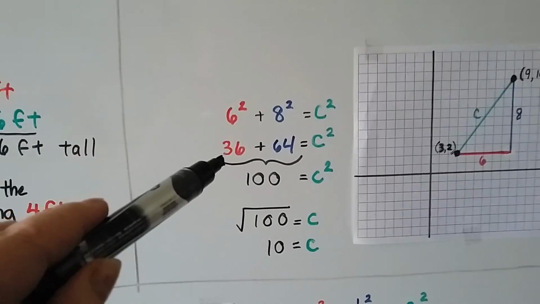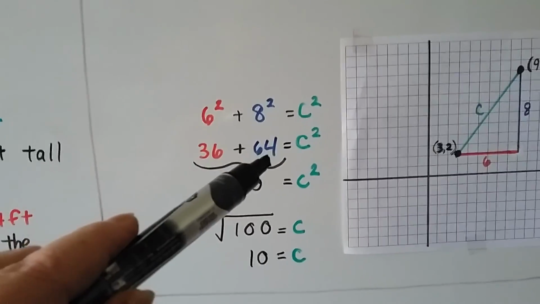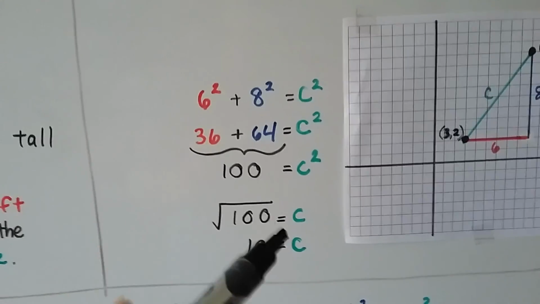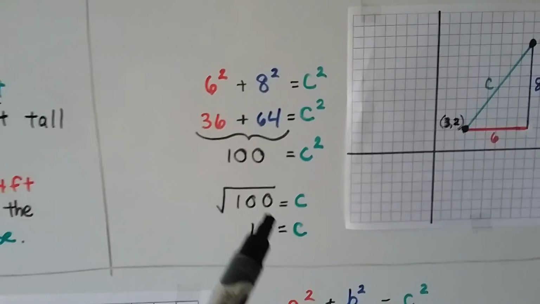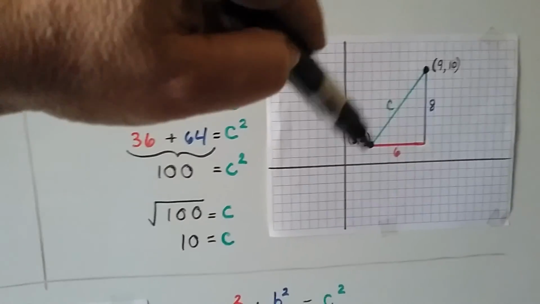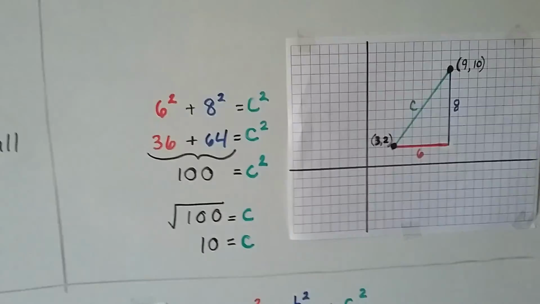We do 6 times 6 is 36. We do 8 times 8 is 64. We add them together and get 100. We remove this little 2 exponent by putting a radical sign around the 100 and finding its square root, which is 10. So we know the distance between these 2 points is 10. Let's try that again.